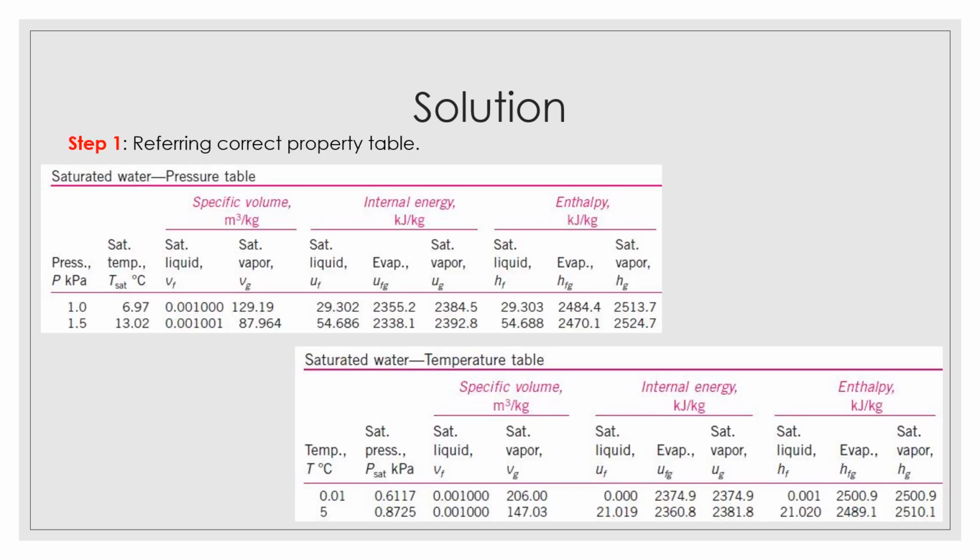Step 1, referring to the correct property table. Knowing that we only have two types of saturated water table, either pressure or temperature. So we need to use this table based on the information given from the question. For example, let's say the question gives us information related to the pressure. So we need to refer to the pressure table to solve the problem.